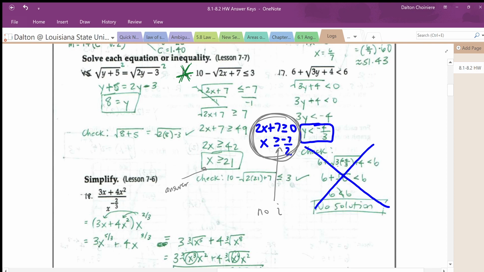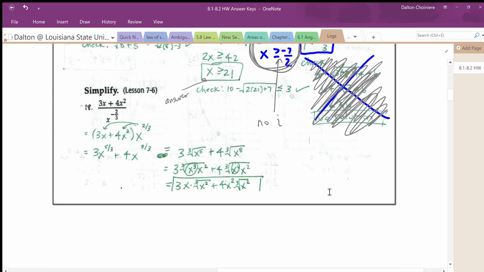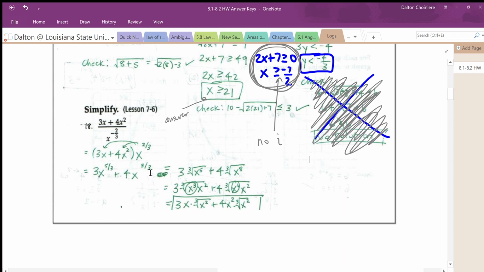For number 17, I did a check. I kind of got ahead of myself, so don't pay any attention to this. You should have just gotten down to the inequality y is less than negative 4/3. Then number 18 was kind of a challenging question, but hopefully you at least were able to do a couple of steps on that and end up with this final answer down here.